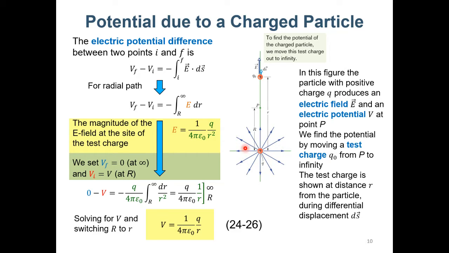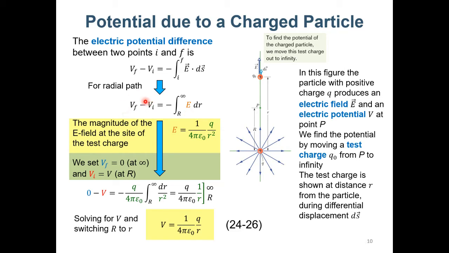And for a single charged particle, we know that the electric field is always along the radial direction. If it is a positive charge, it is pointing outward, and if it is a negative charge, it is pointing inward. So it's always along the radial direction. So we know that E dot ds is nothing but E dr, which means that cosine theta is either cosine 0 degrees, which is 1, or cosine 180 degrees, which is -1, depending on whether it's a positive or negative charge.